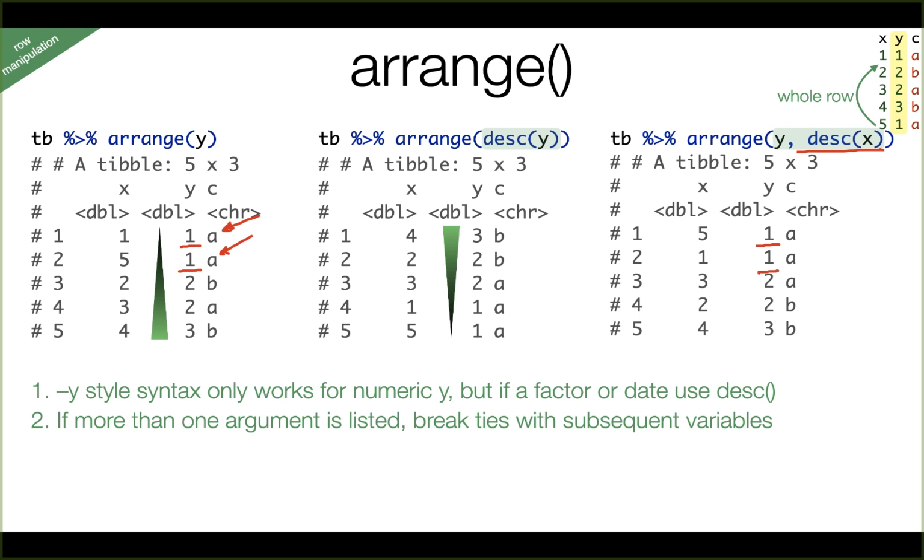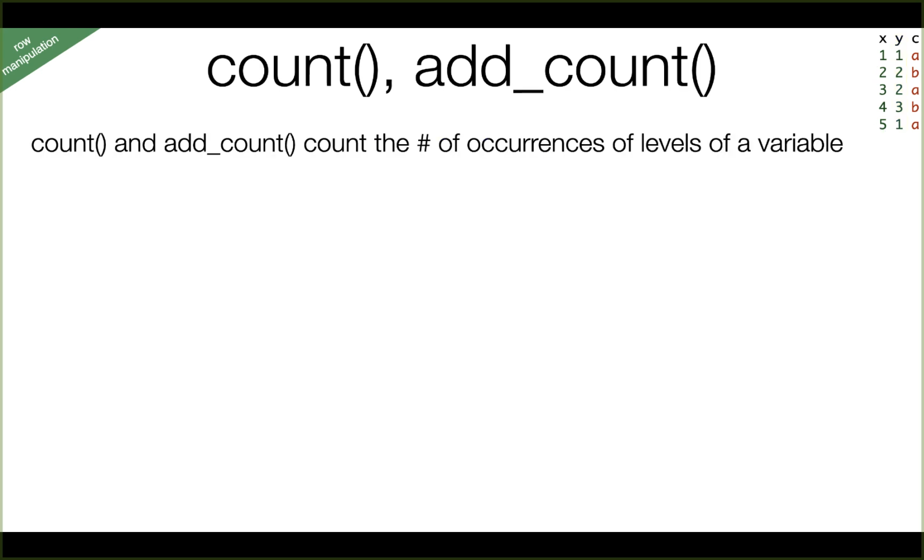You can do this as many times as you want, and it will sort those in the exact same way. So here I say descending X, so it sorts in descending X. And the result, of course, is that those rows have been swapped. Next is count and add count.